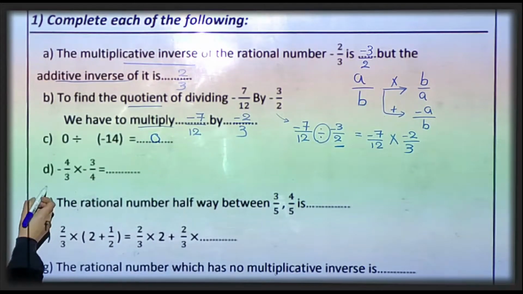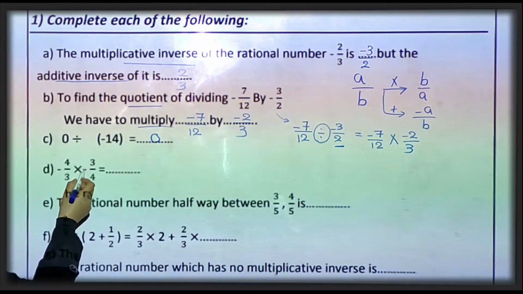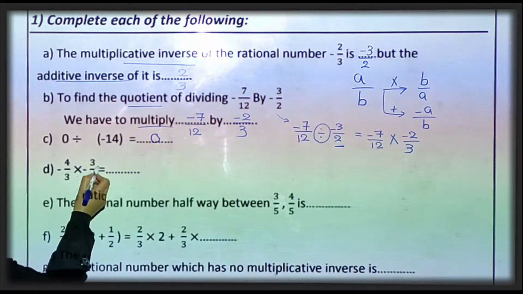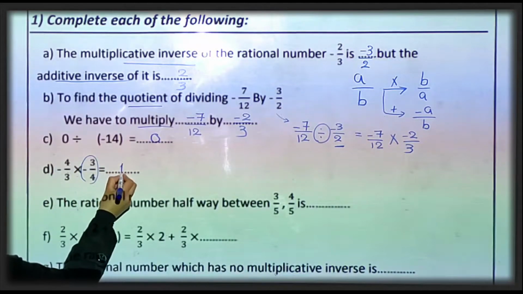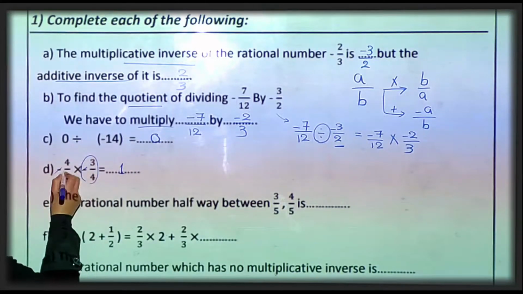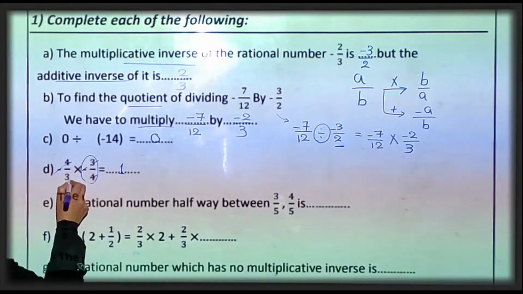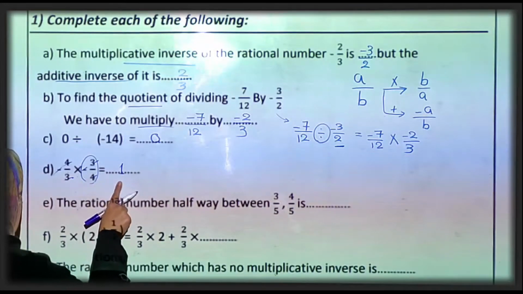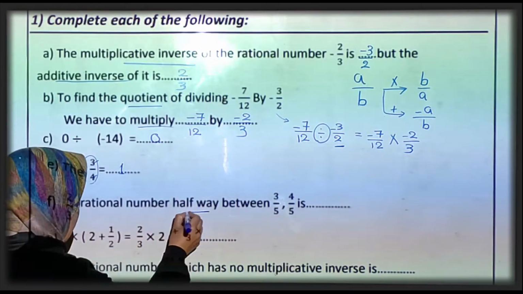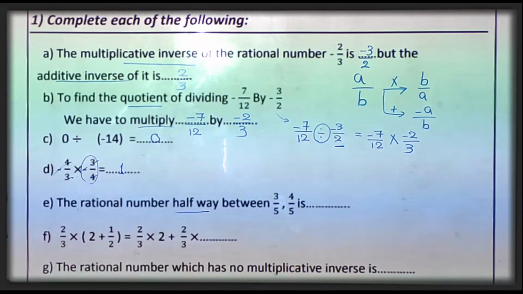Letter D, -4/3 multiply -3/4. -4/3 multiply its multiplicative inverse equals 1. By simplifying, we cancel negative with negative, 4 with 4, and 3 with 3. The product is 1. Letter E, the rational number halfway between 3/5 and 4/5.